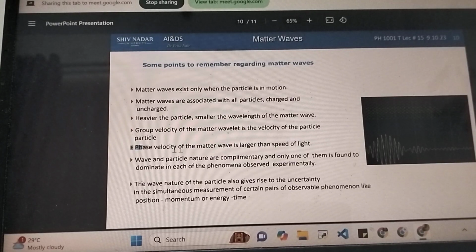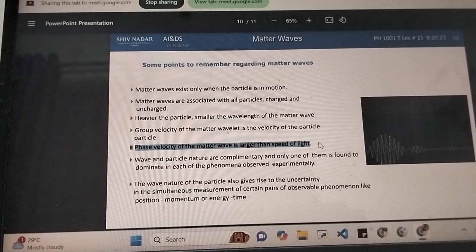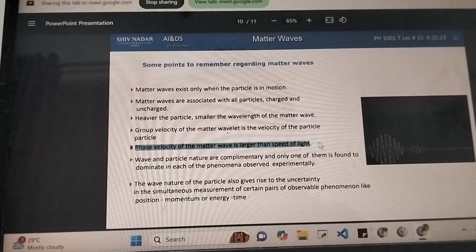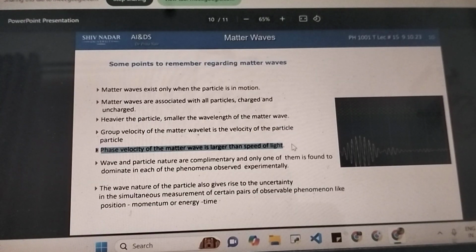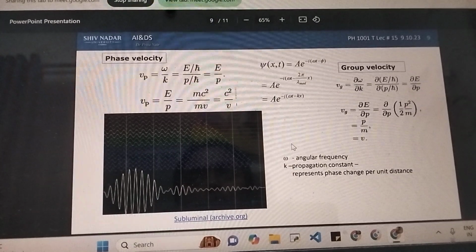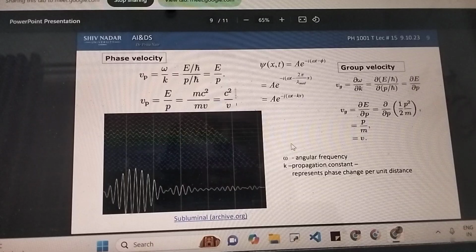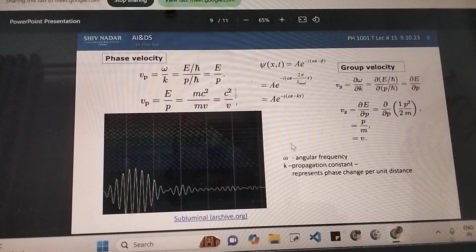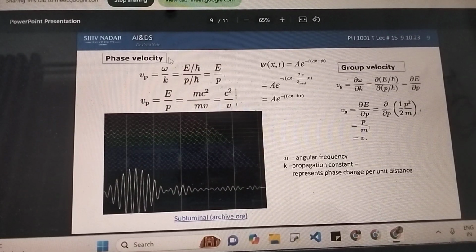And now coming to this point, phase velocity is larger than the speed of light. This is something where a lot of people have a question. How is it possible? Even I remember asking Prita ma'am the same question when she taught this in our class. We've always grown up learning that light is the fastest thing, right? So how is it possible that something is larger than the speed of light? It's possible because phase velocity does not exactly represent the speed at which that wave moves. It represents the rate at which the phase of that wave changes. And hence it can be greater than the speed of light.